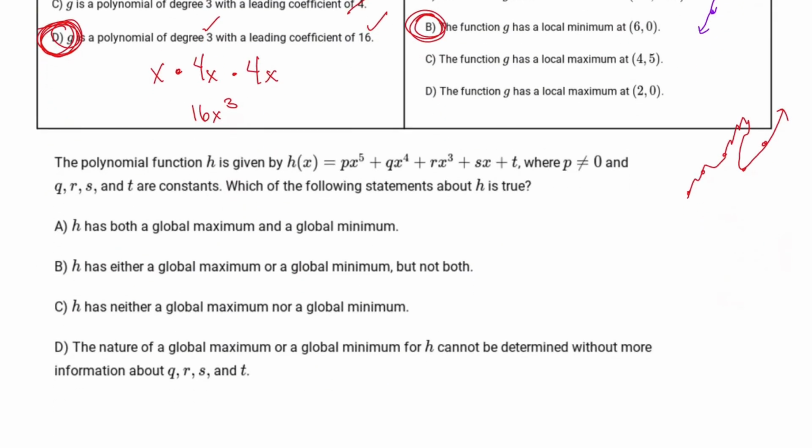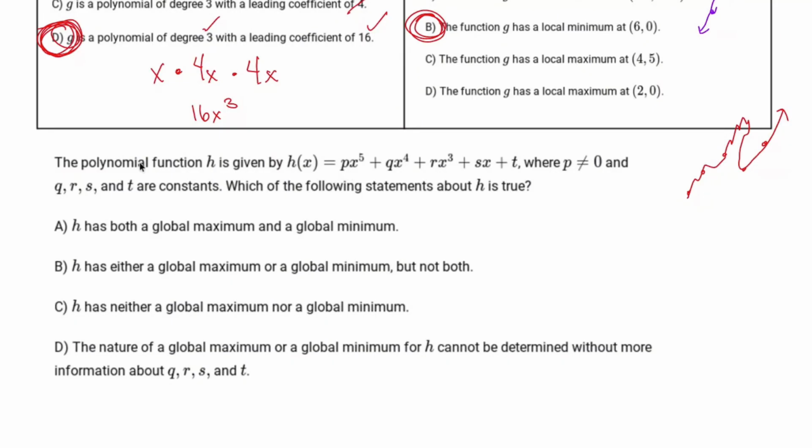Speaking of fun, last problem. The polynomial function h is given by this horrible mess, but what I see is it's quintic, and depending on what p is, it just says p is not 0. Q, R, S, and T are constants. Which of the following about h is true? We don't know what any of these numbers are. We just see that this is something to the 5th power and it's not 0. So it could be 15, it could be -12, it could be 1, I don't know. It's just not 0.